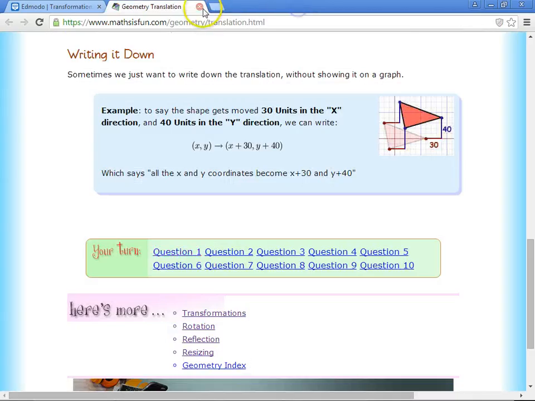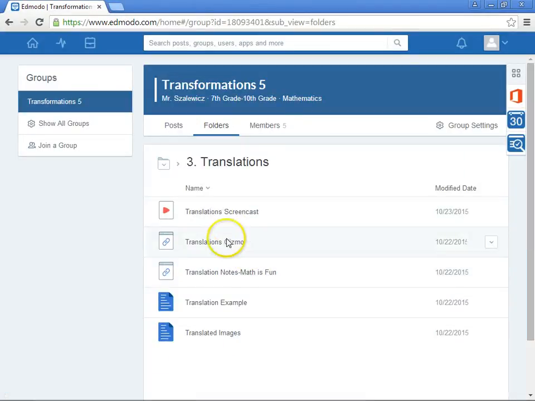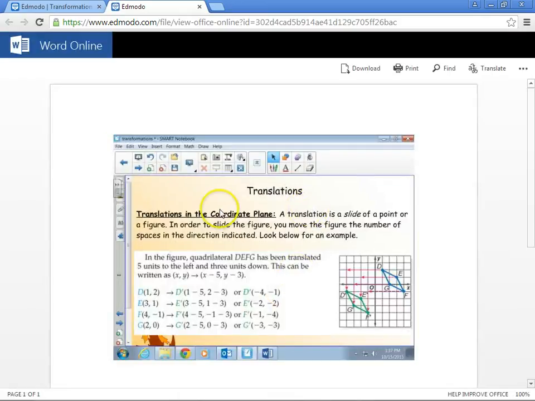Let's get back to our Edmodo page. And our first example is just a translated image. And as it's loaded up, it's a translation. They give the definition of translation here. It says in order to slide the figure, you move the figure a number of spaces in the direction indicated. And we'll take a look at the example.